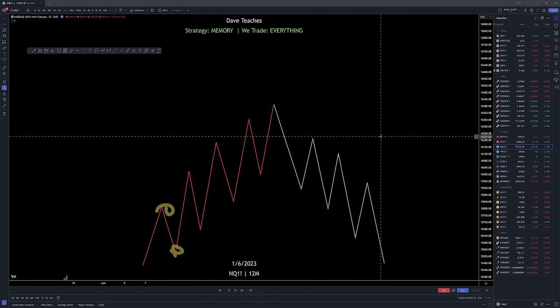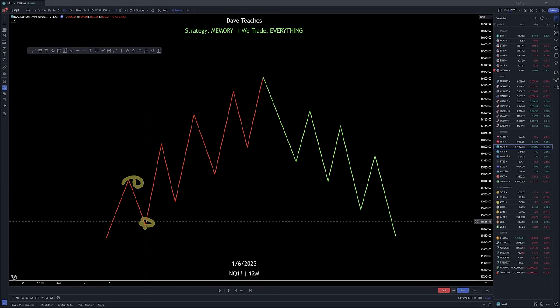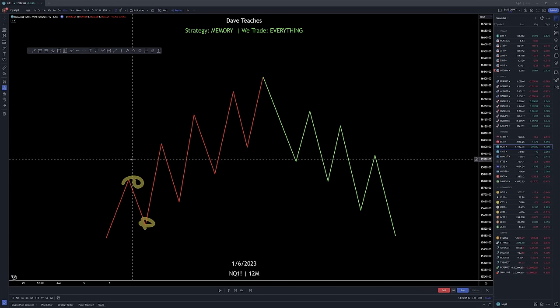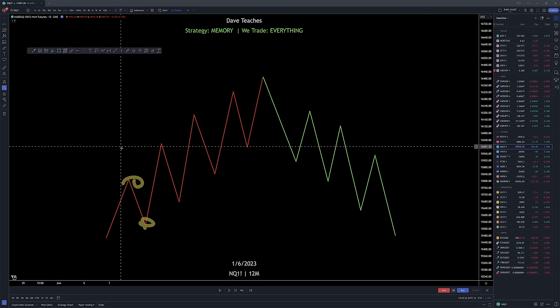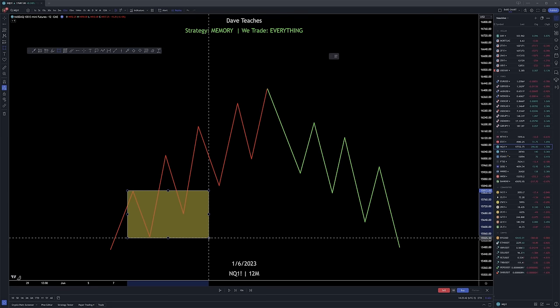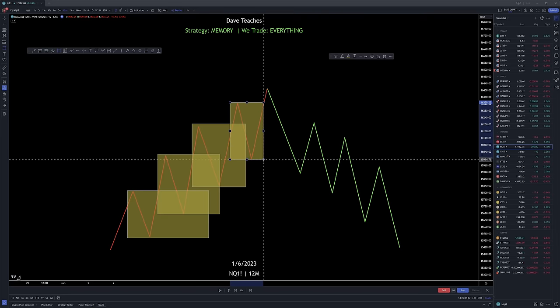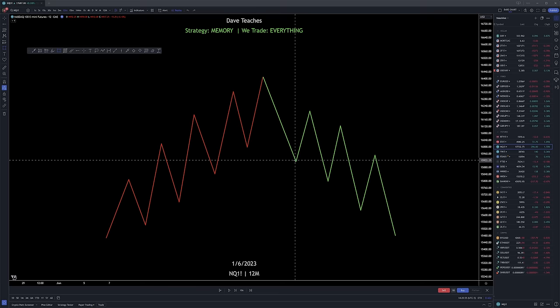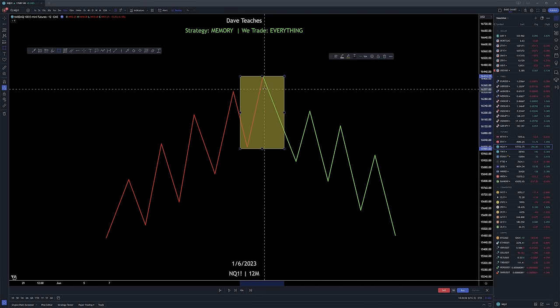Now, what we have here is multiple zones. And it's not just multiple zones, it's market structure. But the previous high and low in market structure is the zone. So what we have is a zone there, a zone there, a zone there, a zone there, right? And then when we break market structure to the downside over here with this low, we have a zone there up above from this low to this high.